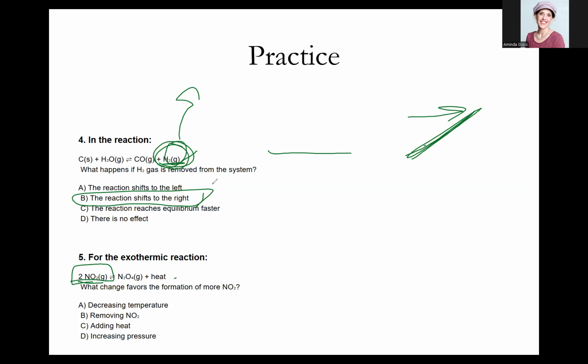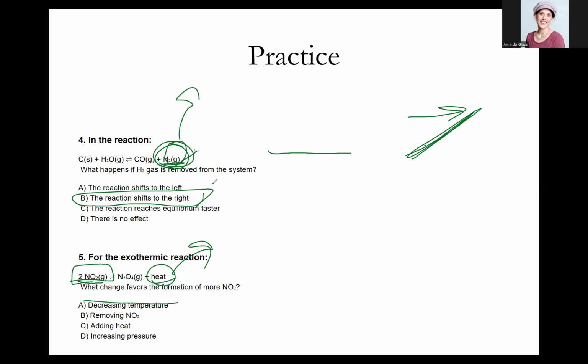If we took out the heat, what would happen? Would we make more NO2? If we took this out, it's just like doing this here. So it's not decreasing temperature.